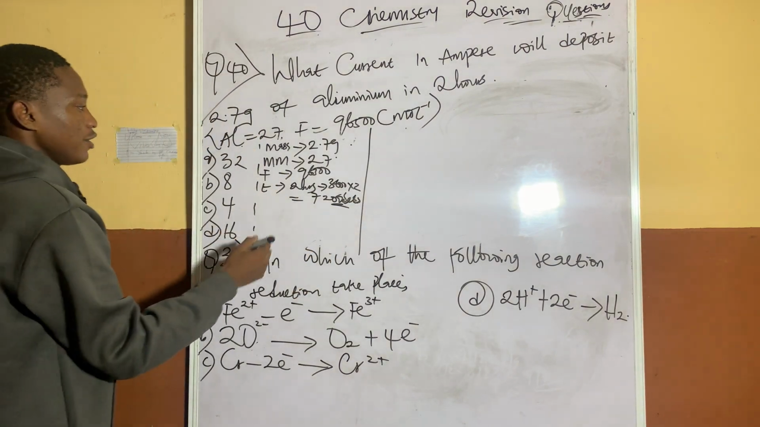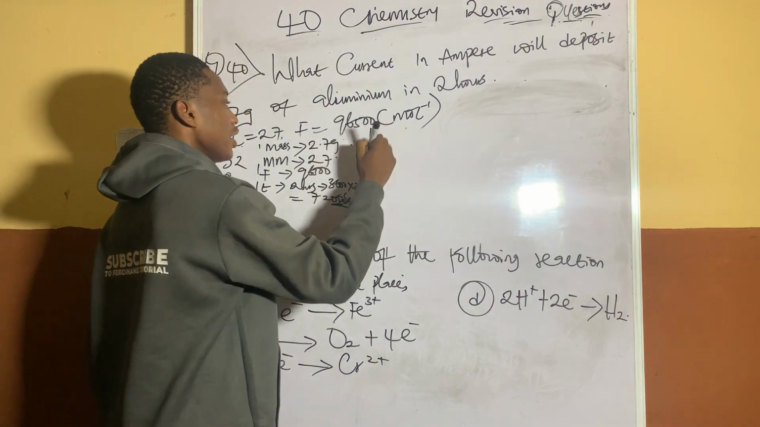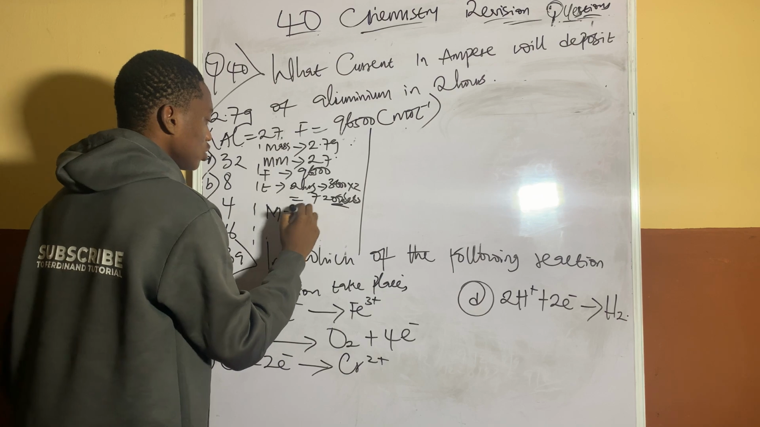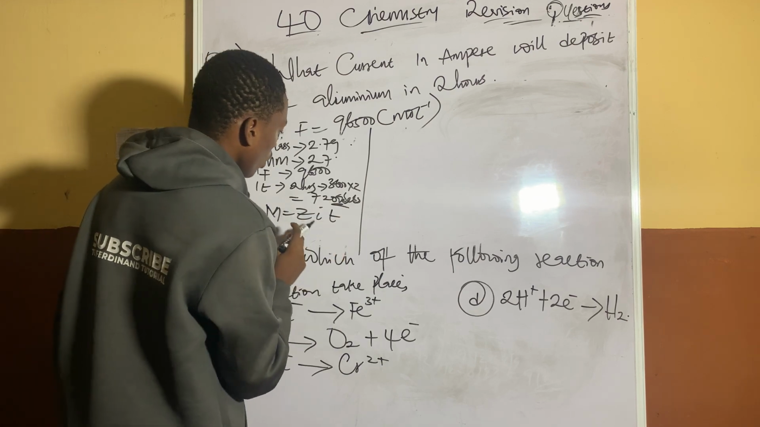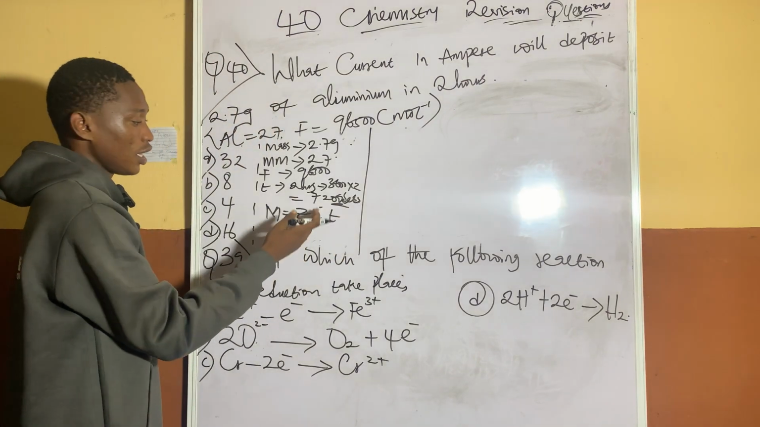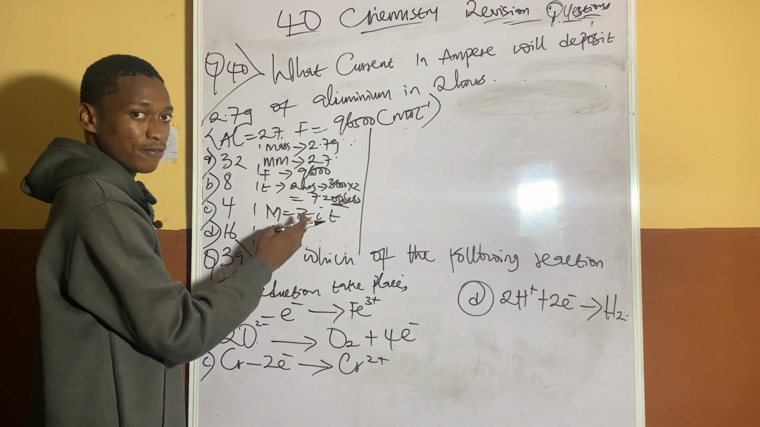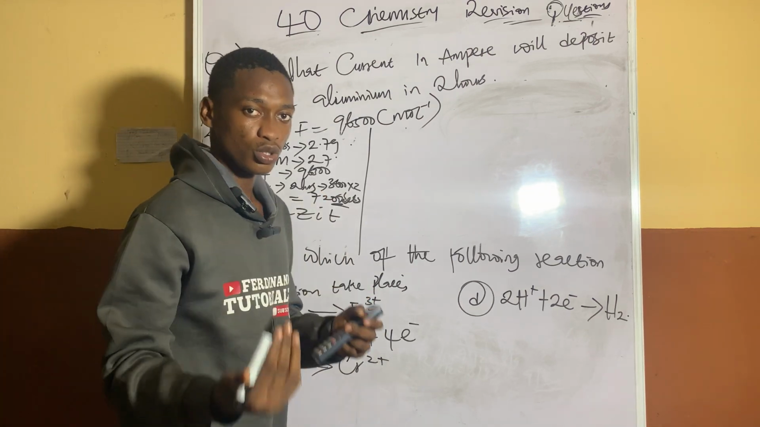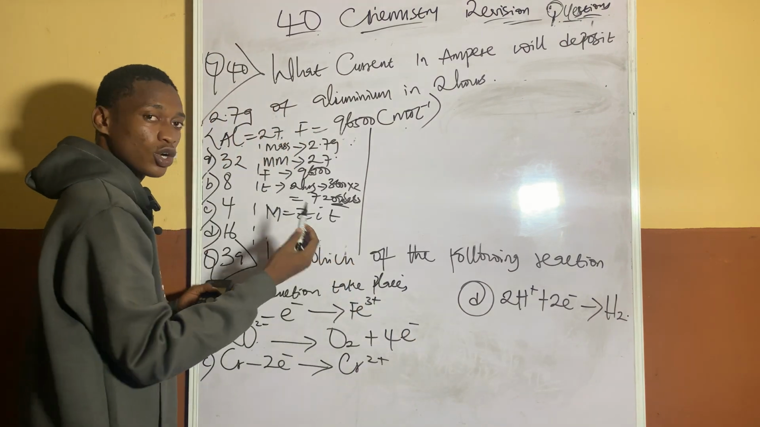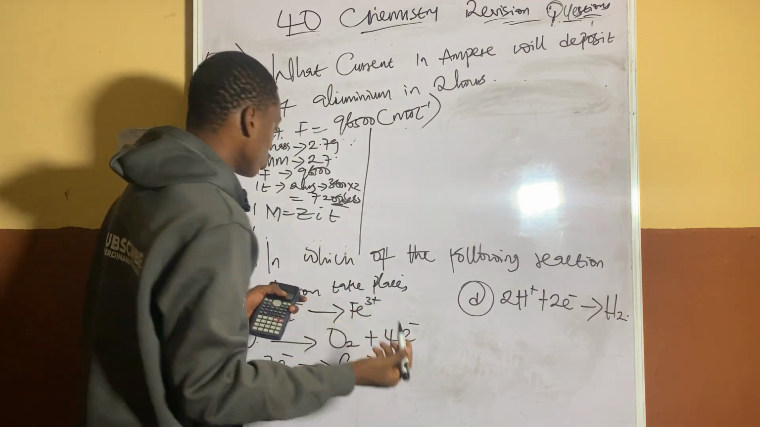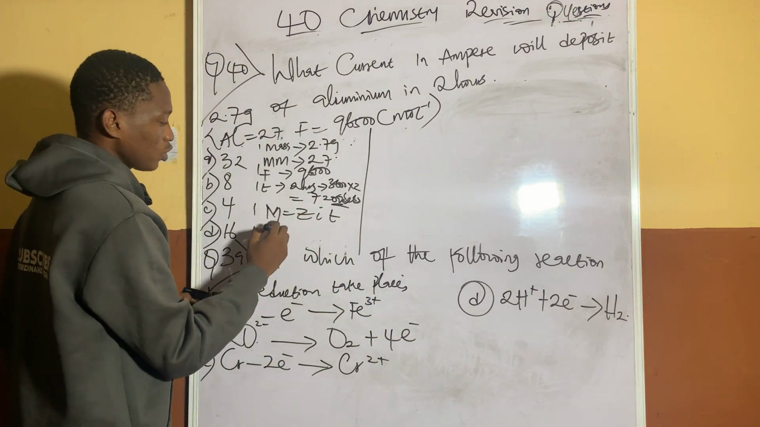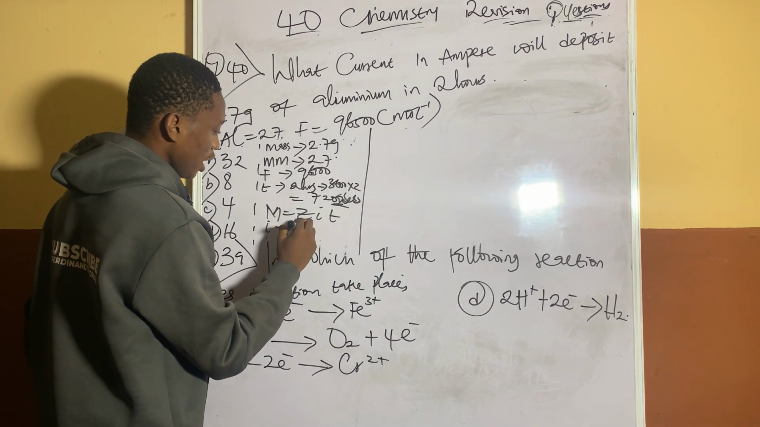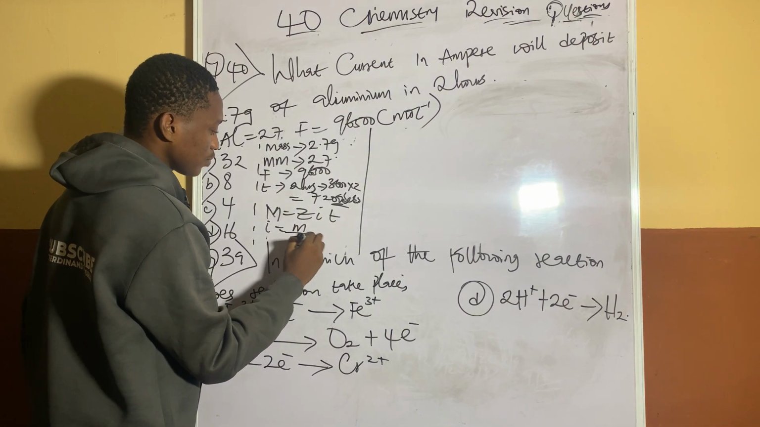So we are looking for I. Remember, according to Faraday's law, mass is equal to ZIT, where Z is the electrochemical constant, I is current, and T is time. In this scenario we want to find I, so I make I the subject of the formula. I will now be equal to M over ZT.